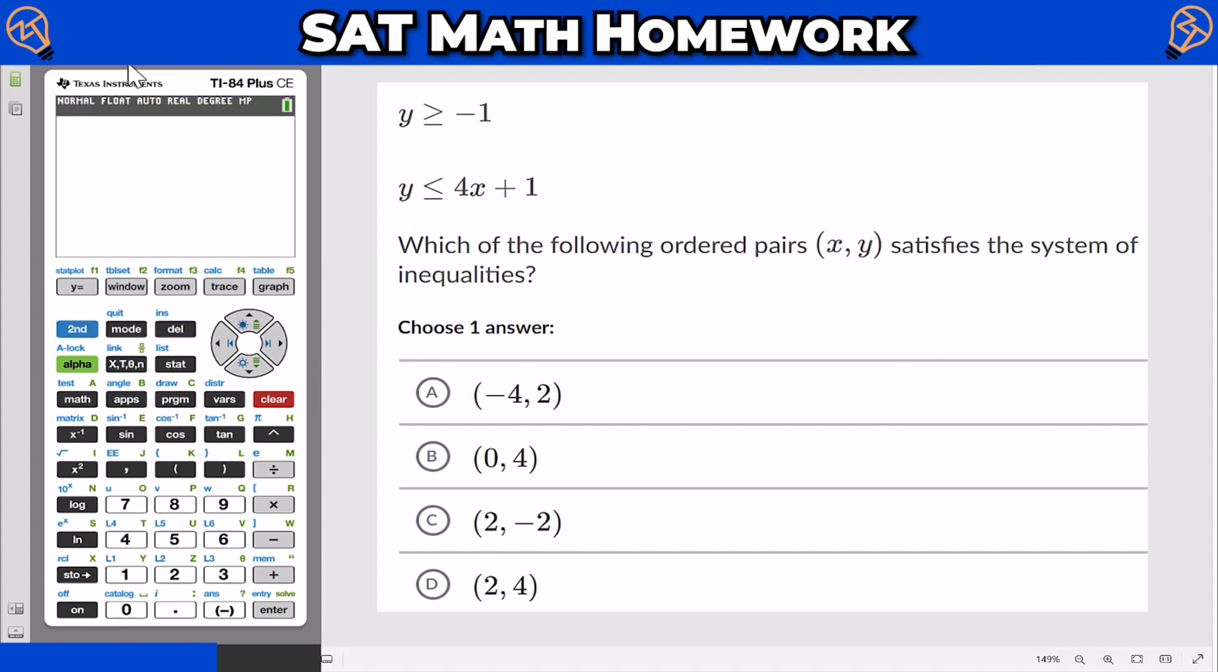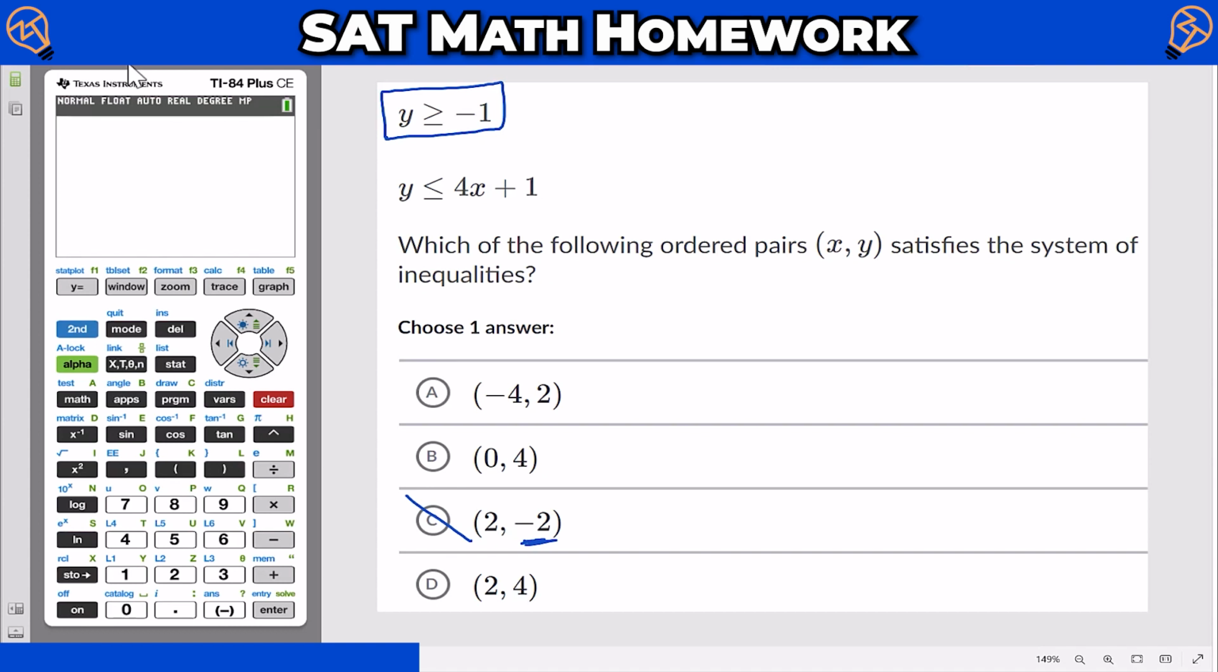So what I would do instead is I would look at the simpler linear inequality and start eliminating answer options that don't meet that specific criteria. So for example, y has to be greater than or equal to -1. Are any of the y coordinates not greater than or equal to -1? Well, -2 is smaller than -1, so at least I could eliminate that one. But that's unfortunately all I was able to eliminate.